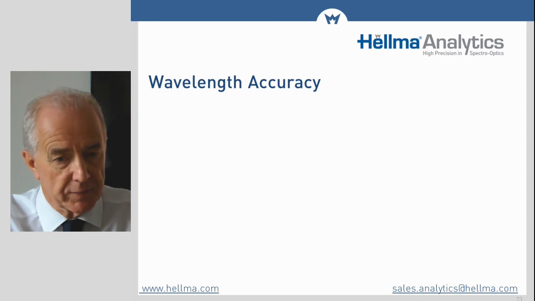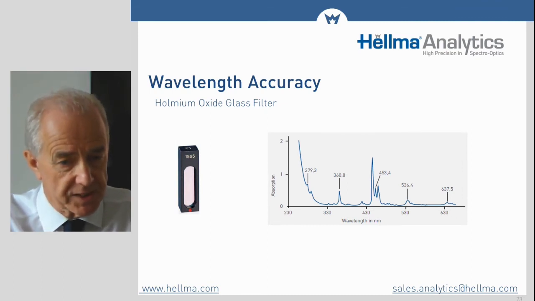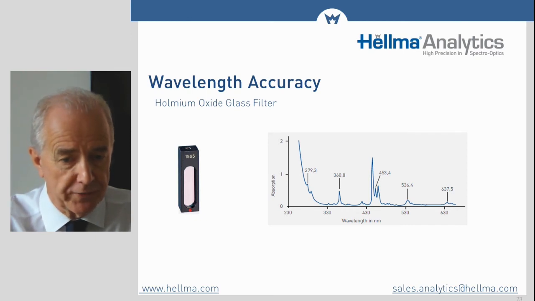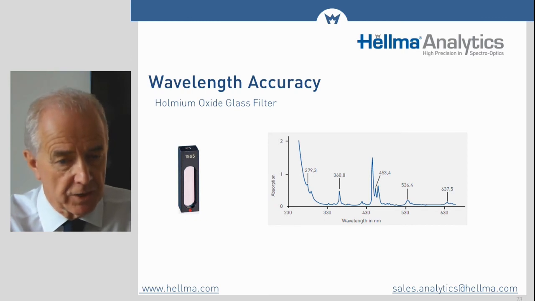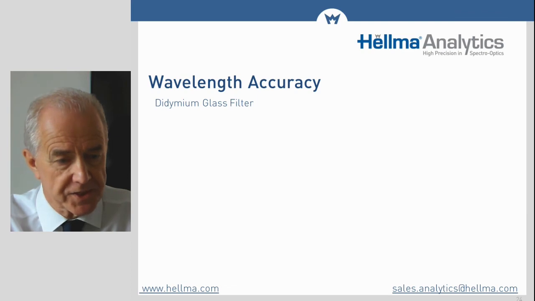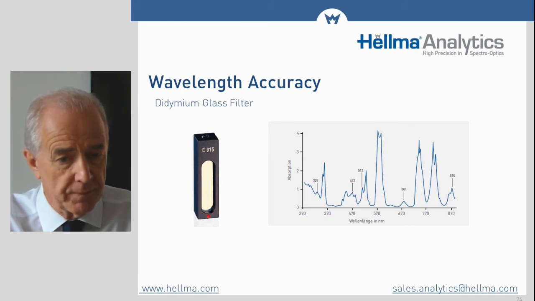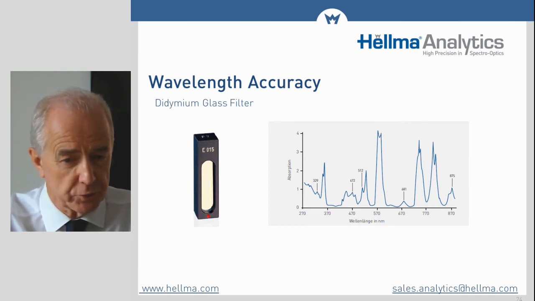Wavelength validation can be carried out against glass and liquid filters. Glass filters can be made from holmium oxide, which has wavelength peaks at 279, 361, 453, 536 and 638 nanometers, covering the upper part of the UV and some of the visible spectrum. Another type of glass filter is the didymium filter, which has standard wavelength peaks at 329, 472, 512, 681 and 875 nanometers, covering mainly the visible spectrum.